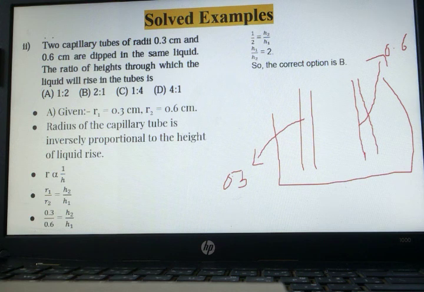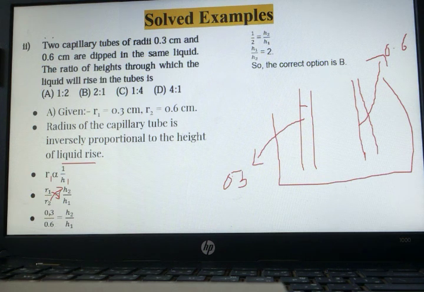What we have to find out? The ratio of the heights means by what height the liquid will rise in both of them. We have to find the ratio of them. Okay. R1 we know, that is 0.3 centimeter, and R2 we also know. But we know the formula that radius is inversely proportional to the height of the liquid rise. Radius and height are inversely related. As they are inversely related, if R1 is over here, naturally H1 will be in the denominator. Similarly, R1 is over here, H1 is in the denominator, and R2 is in the denominator, so H2 is in the numerator. So we will be substituting R1's value, that is 0.3, and R2's value, that is 0.6.